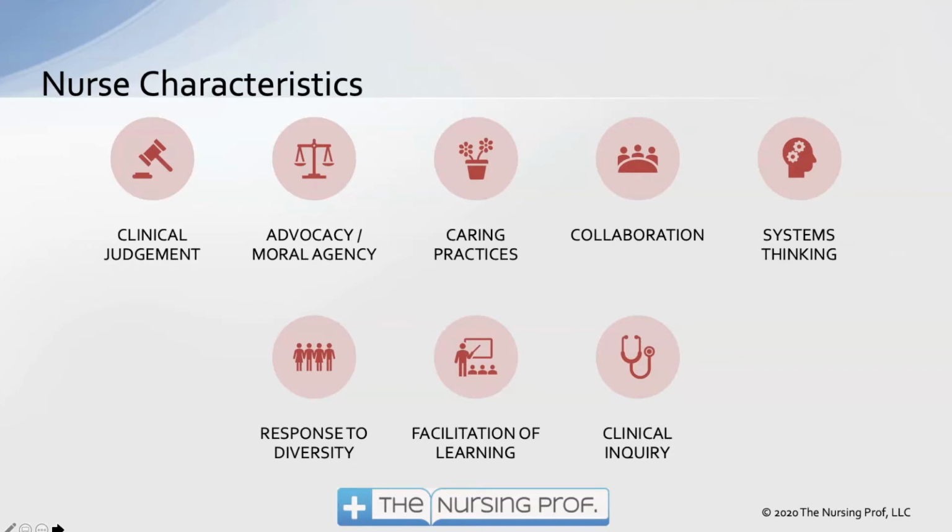In addition to the patient characteristics, there's also the nurse characteristics. So there's 8 characteristics the AACN says that we need to be aware of with the nurse. And these are kind of things that they're saying that you need to be working on. So if this isn't already part of your practice, then we need to include this as part of your practice.